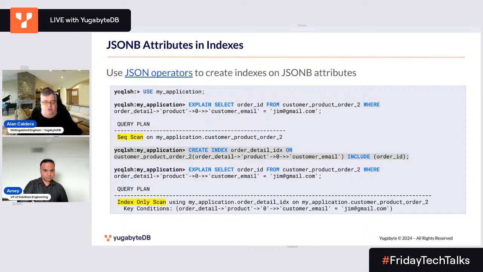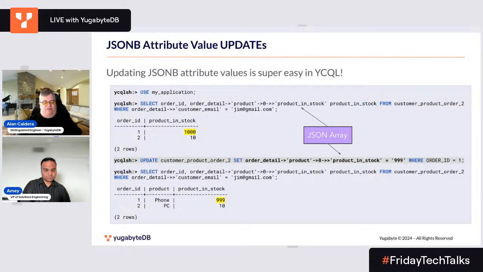Well, when you run that query, it's going to do a sequential scan because it has to look through each and every record. That's not going to be very performant. But with the power of YugabyteDB, I can create an index on this particular field in the JSON document and include the order ID. So now when I want to find which orders have this particular customer email associated with them, I can do an index-only scan to retrieve that specific record.